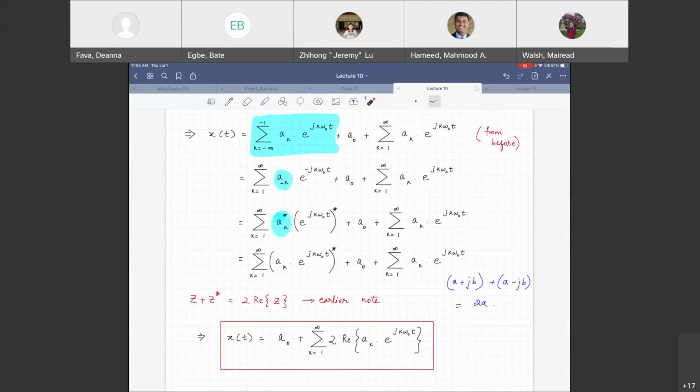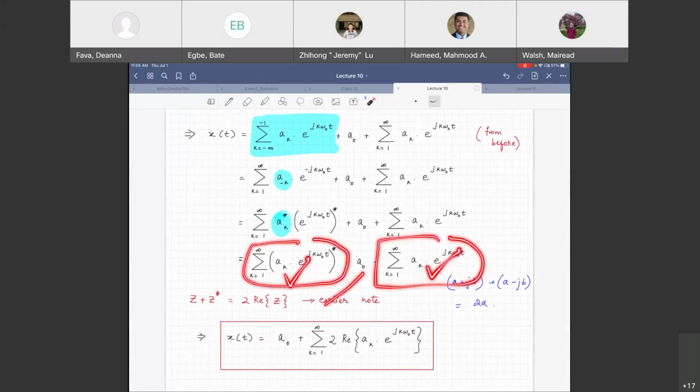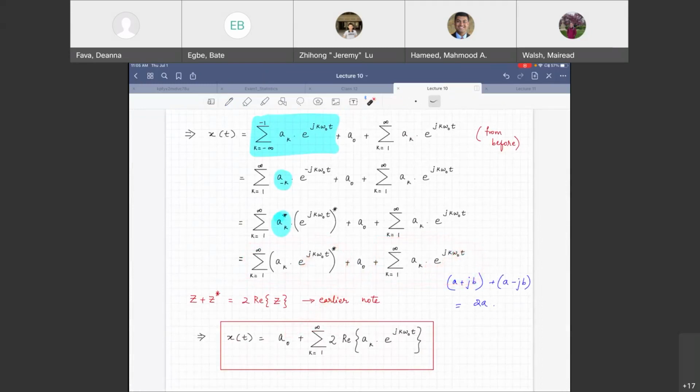So you have got this guy and you have got this guy, a complex number plus the conjugate of the complex number. So a0 remains as is, but now you have got summation of k equals 1 to infinity 2 times the real part of the complex number. That is your trigonometric Fourier series. X of t being represented as a DC term plus summation over k from 1 to infinity 2 times the real part of ak e to the jk omega naught t.